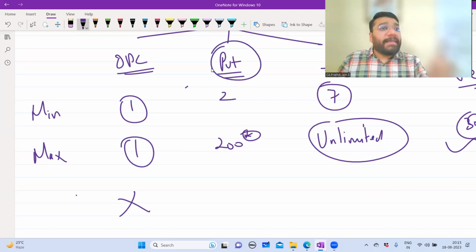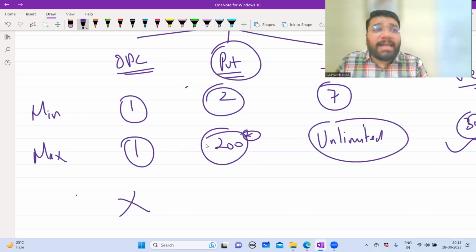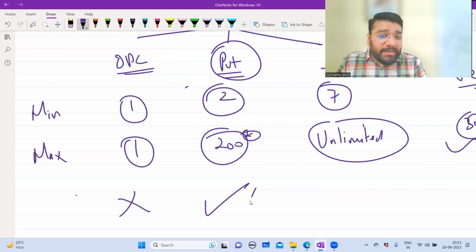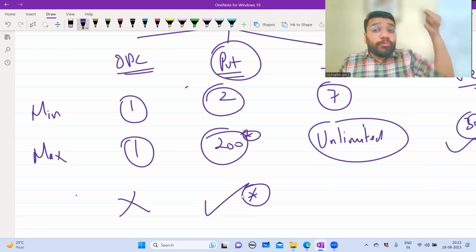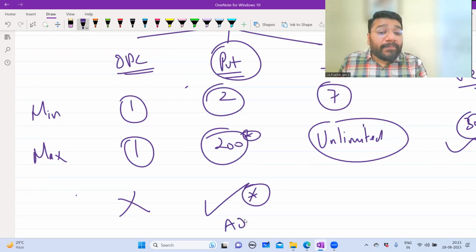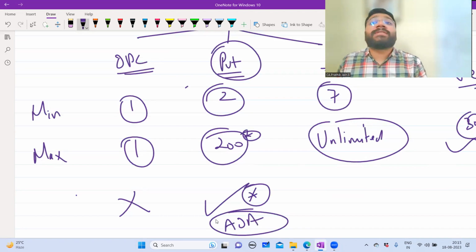Next is private limited company. Can the member of a private limited company transfer the shares? Yes, subject to terms and conditions. What is the condition? The procedure for transfer of shares with all the terms and conditions should be laid down in the AOA. AOA stands for Articles of Association.